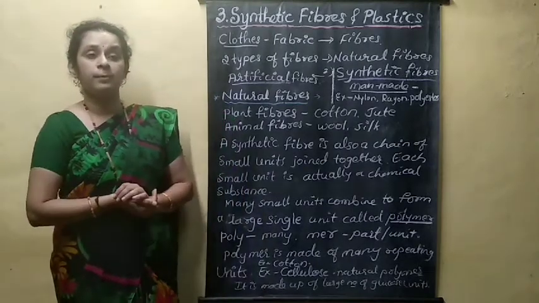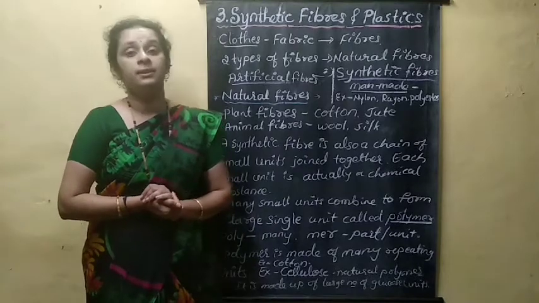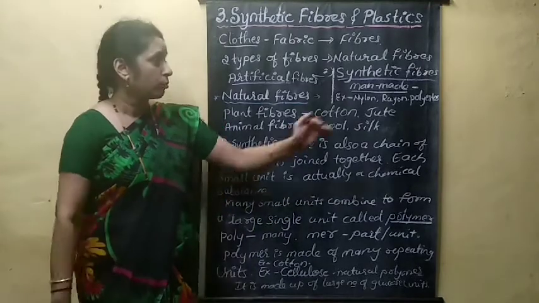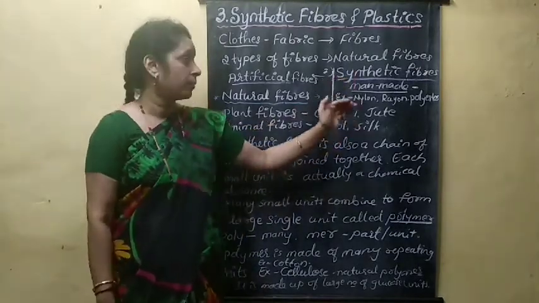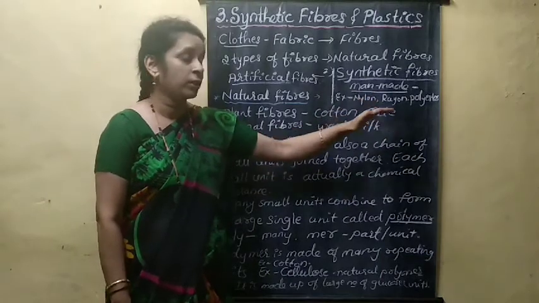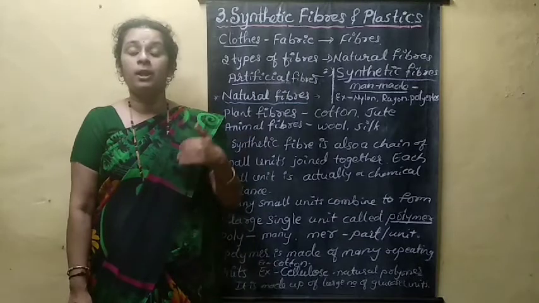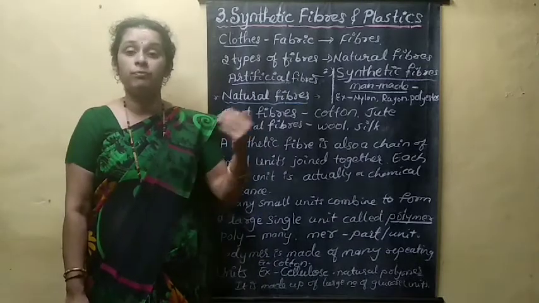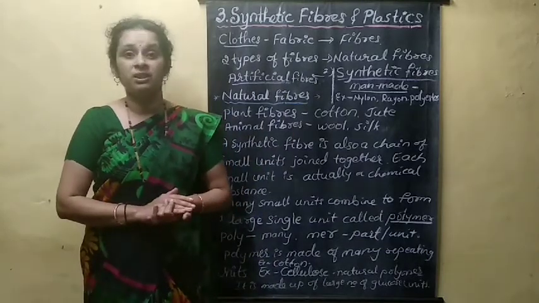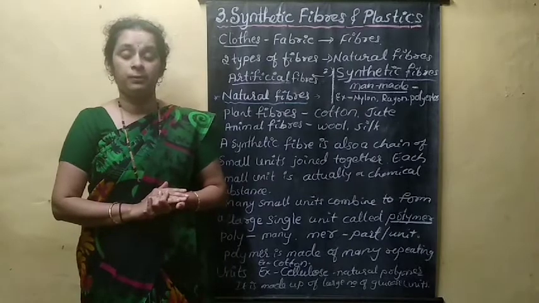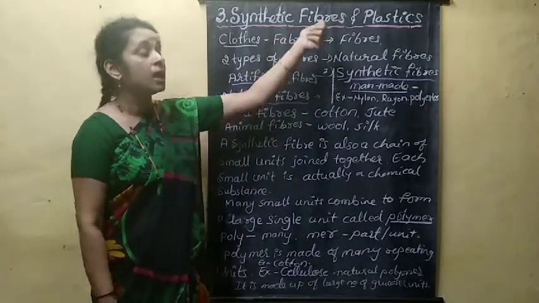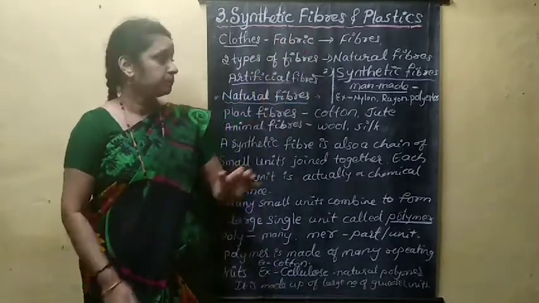Next, we will discuss different types of synthetic fiber. One by one, we will discuss the synthetic fibers: rayon, nylon, polyester, Teflon, all those things, what they are made of, and what the uses of these synthetic fibers are. We have to discuss this in this chapter. Synthetic fibers and plastics are very important.